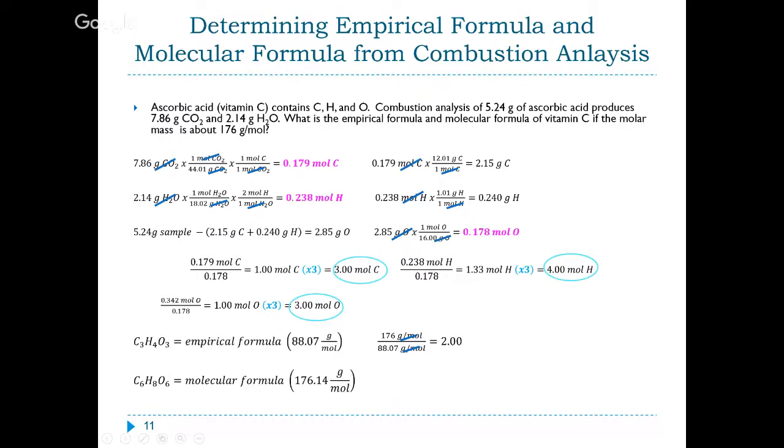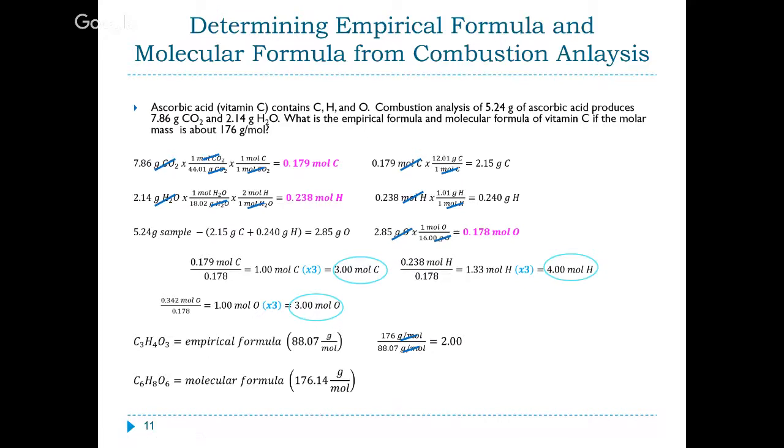To determine what my molecular mass is, or my molecular formula, I take the given molar mass of 176 grams per mole. I divide that by my empirical formula molar mass and see that this ratio is 2. I multiply each of my numbers, each of my subscripts here by 2, and I get to the true molecular formula for ascorbic acid, which is C6H8O6. Determining that molar mass is 176.14, so we are very close then to what our initial value was that was given.